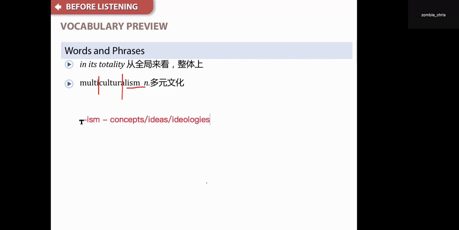Or ideologies. Okay, so concepts, ideas, or ideologies. You've probably seen these things: socialism, communism, two pretty common isms that we've got here. We also have Margaret Thatcher, Thatcherism, Ronald Reagan, Reaganism. These describe the policies of the prime minister at the time. Interestingly, we will also have Maoism, and we also have Dengism as well.